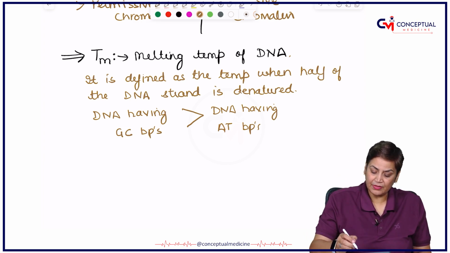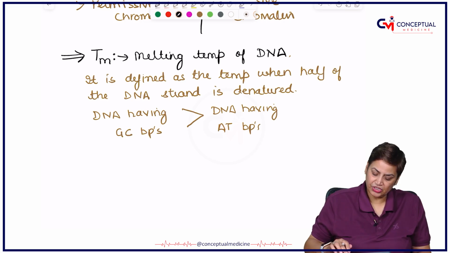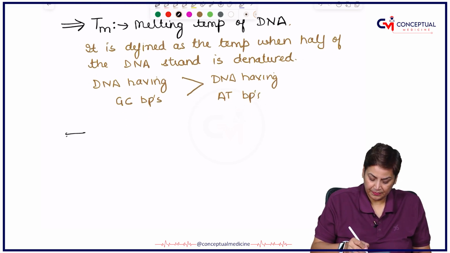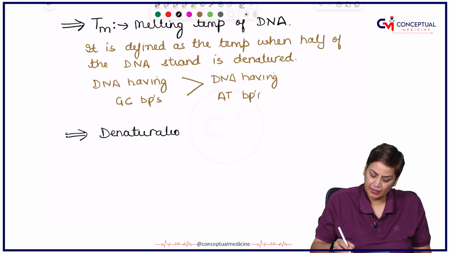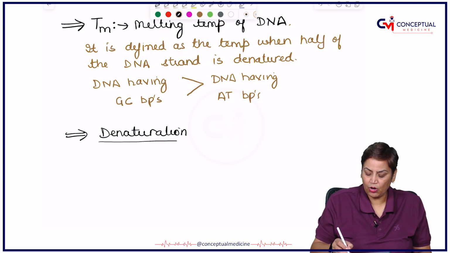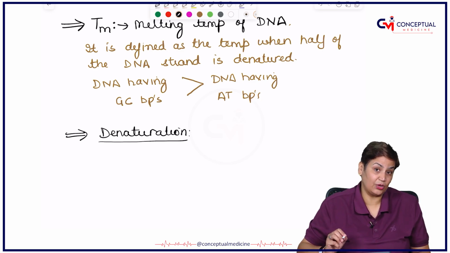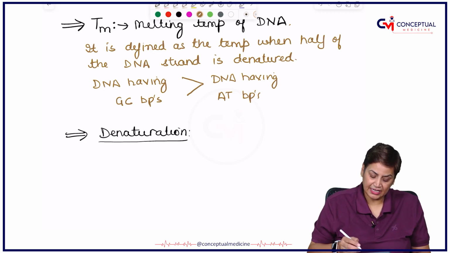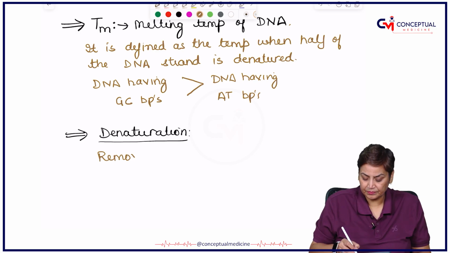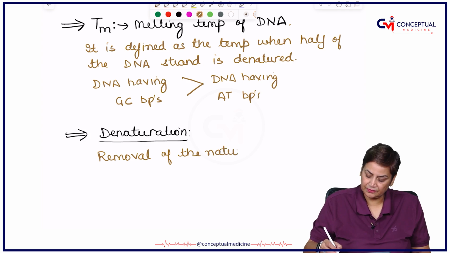Then after Tm, we come over to denaturation. Now if we talk about denaturation, simply you can say it is a removal of the naturally existing state of DNA. Denature. So how do we define denature? You can say removal of the naturally existing structure.